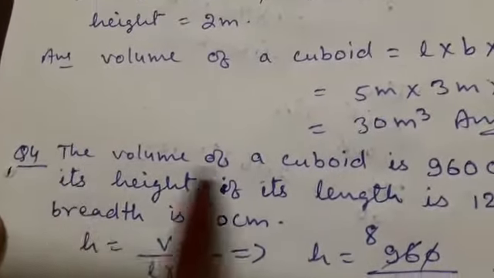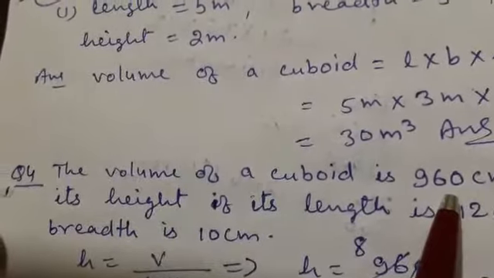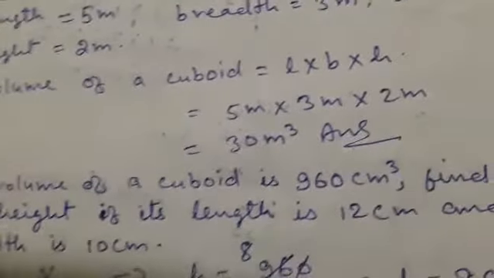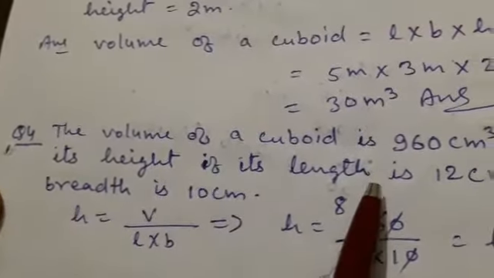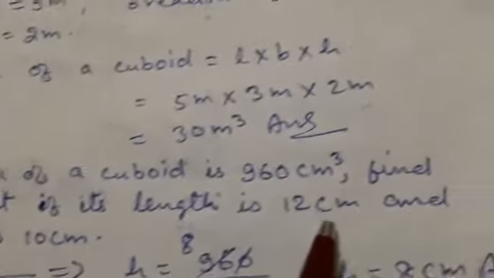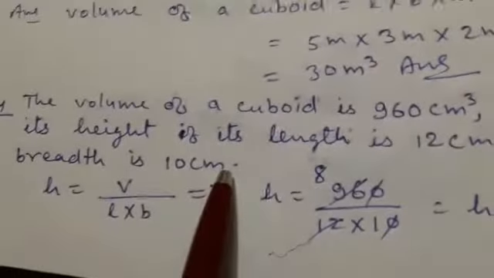This will be our answer. Question number 4. The volume of a cuboid is 960 centimeter cube. Find its height if its length is 12 centimeter and breadth is 10 centimeter.